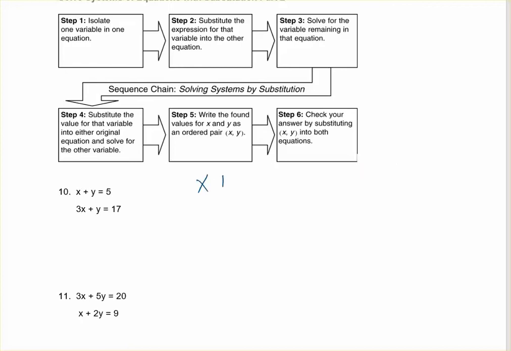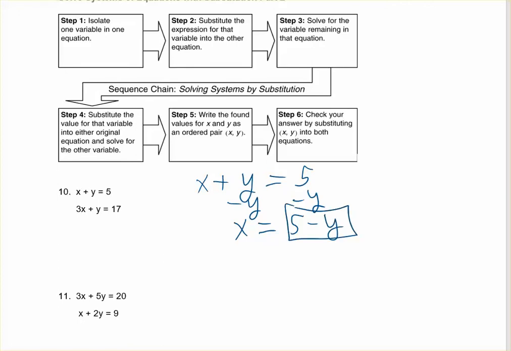Let's just take the top equation and solve it for x. So to solve for x, I have to undo the plus y. So I would get x is equal to 5 minus y or negative y plus 5. Either one is correct. I'll write it as 5 minus y. So that's what x is, 5 minus y. Now we write the second equation, 3x plus y equals 17. And wherever I see an x, I'm going to put 5 minus y in parentheses. So I have 3(5 minus y) plus y equals 17.